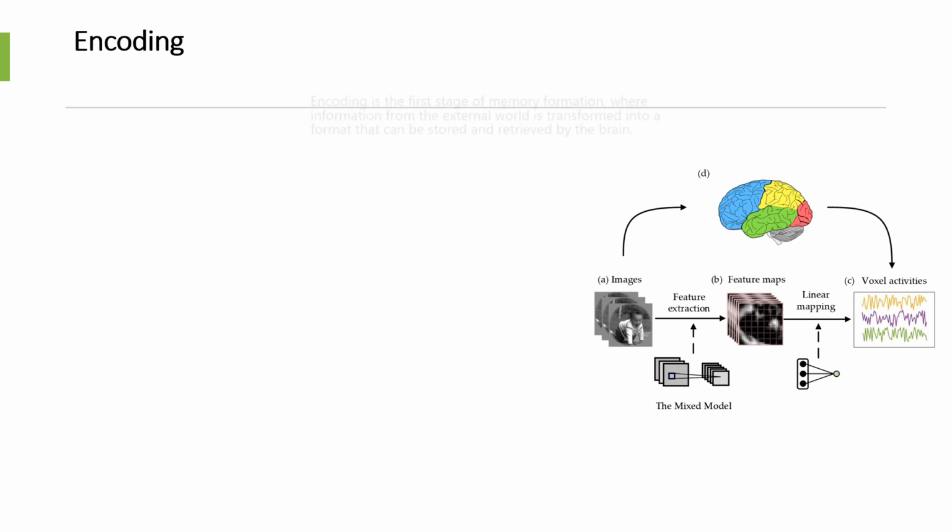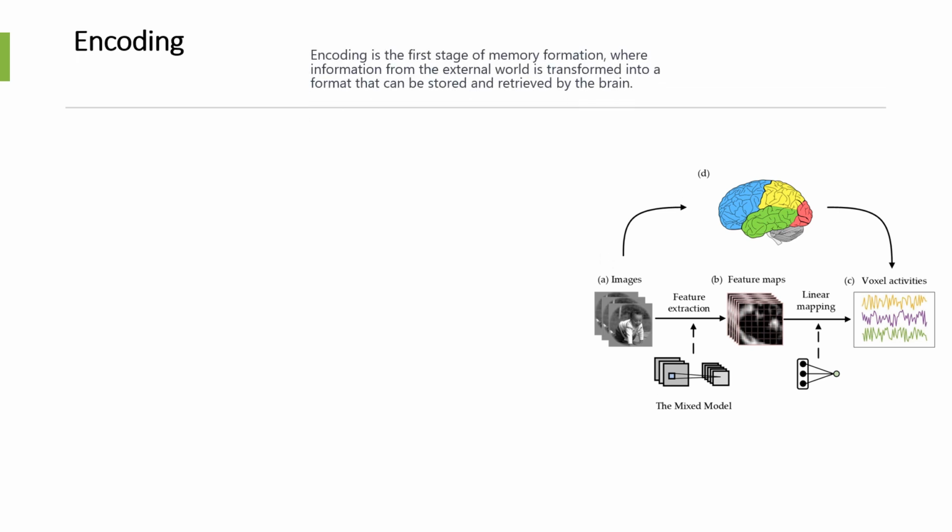Encoding. Encoding is the first stage of memory formation, where information from the external world is transferred into a format that can be stored and retrieved by the brain.